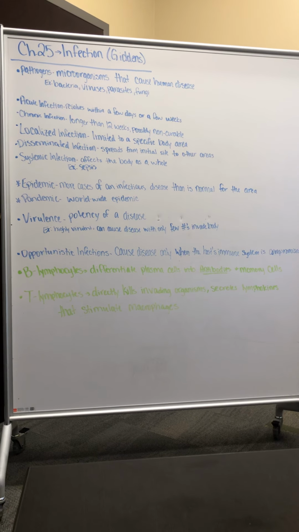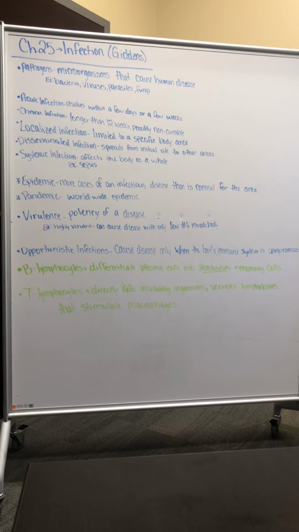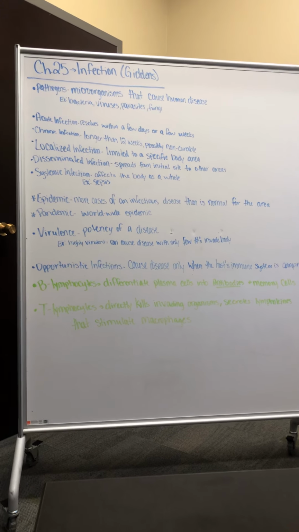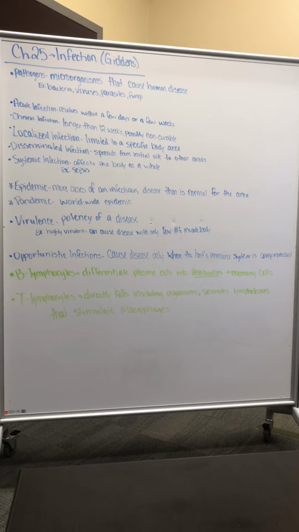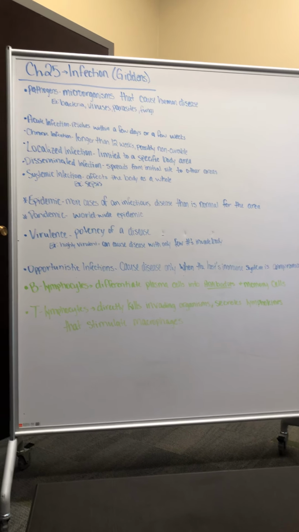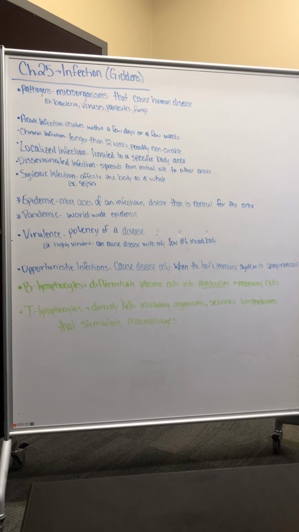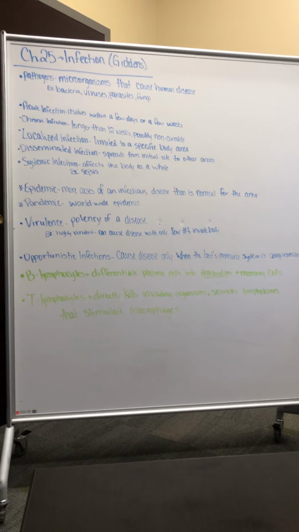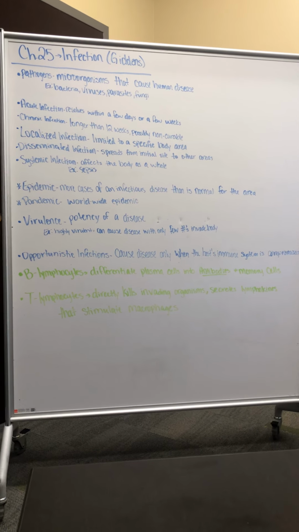Okay, so we had chapter 25 of infection in the Giddens book. Pathogens are microorganisms that cause human disease, such as bacteria, viruses, parasites, fungi. There's two definitions of infection: acute and chronic. Acute is something like the flu, which resolves within a few days or a few weeks. Chronic infection lasts longer than 12 weeks and can possibly be non-curable, such as HIV.